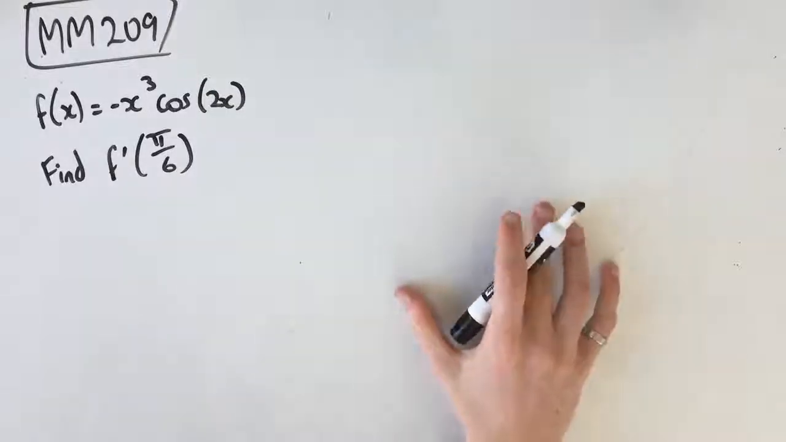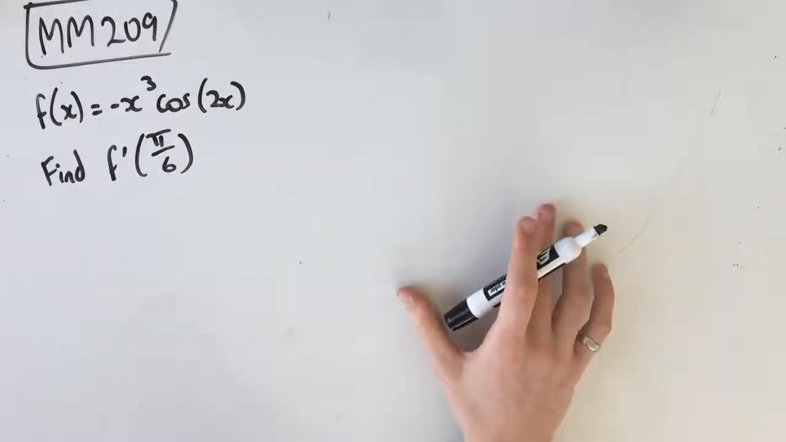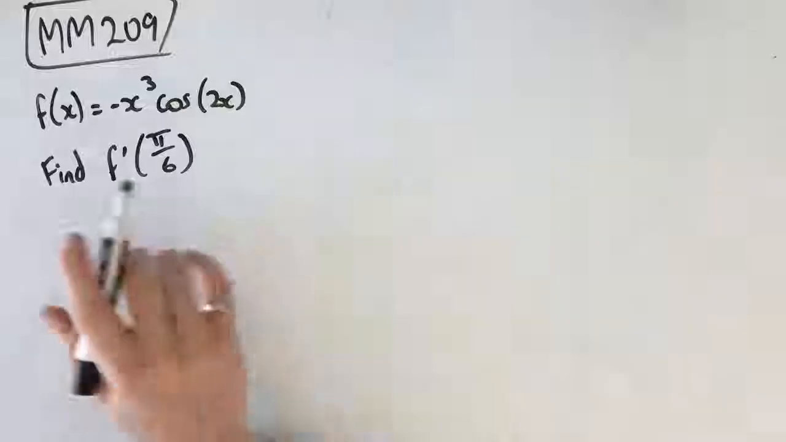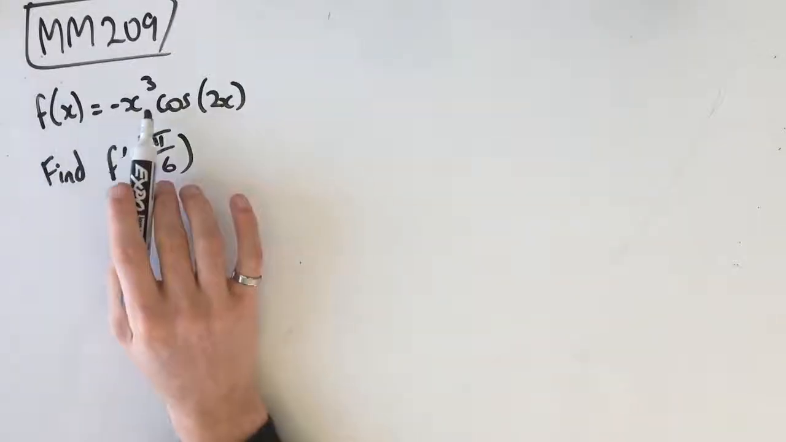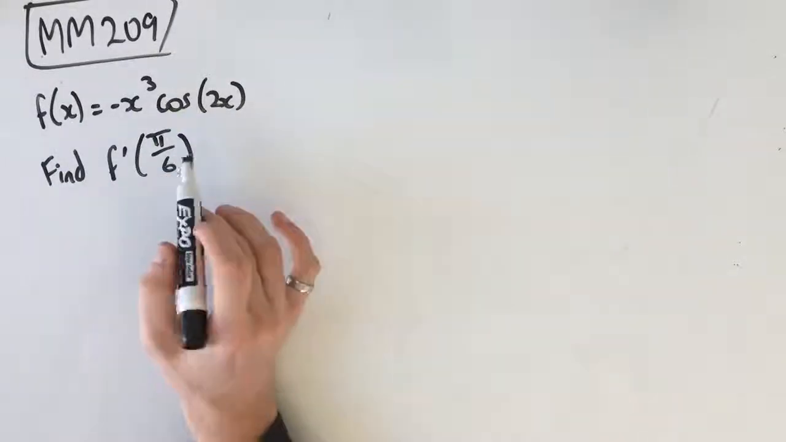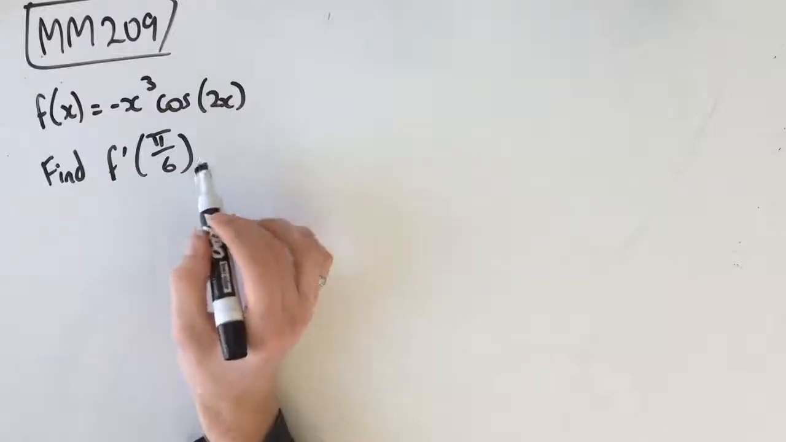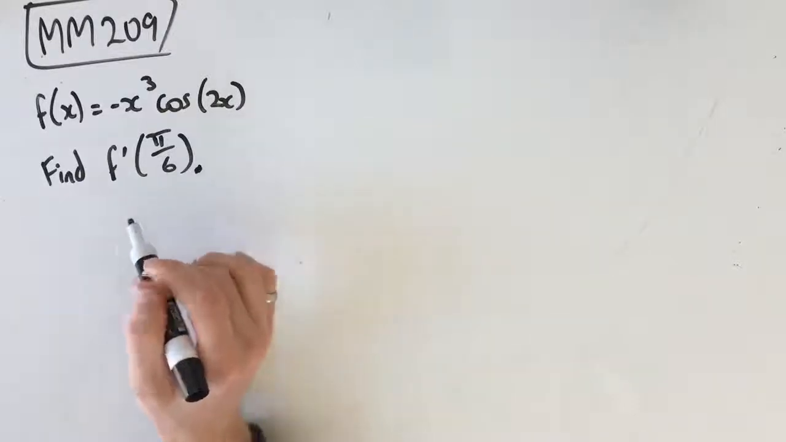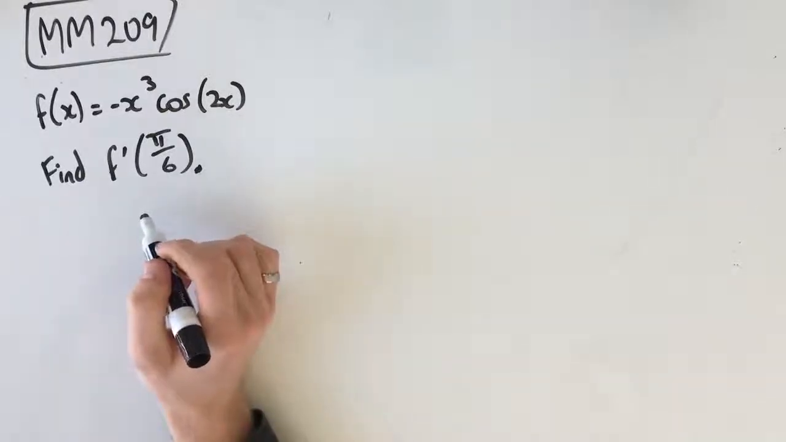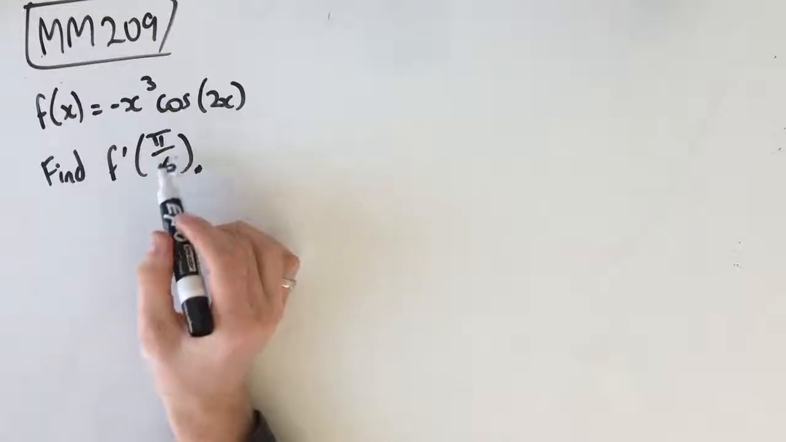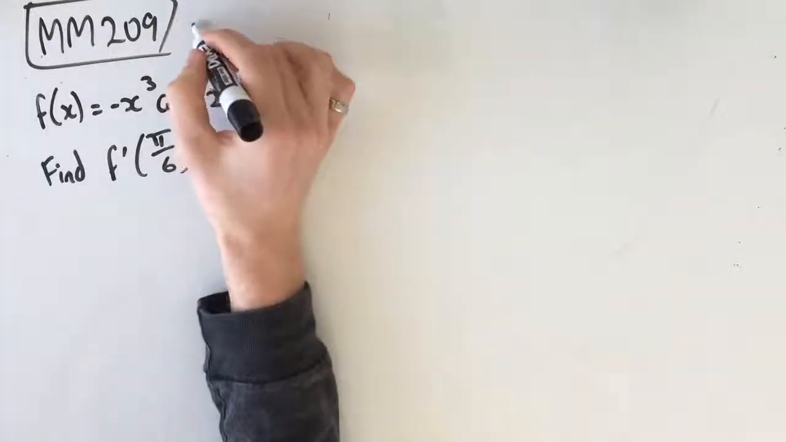Hey guys, welcome to question MM209 of the Maths Methods Fortify study guide. We've got this function f of x equals negative x cubed times cos of 2x, and we are challenged to find f dash of pi on 6. So, where are we going to start with this? Well, firstly we need to find f dash of x before we can find f dash of pi on 6.